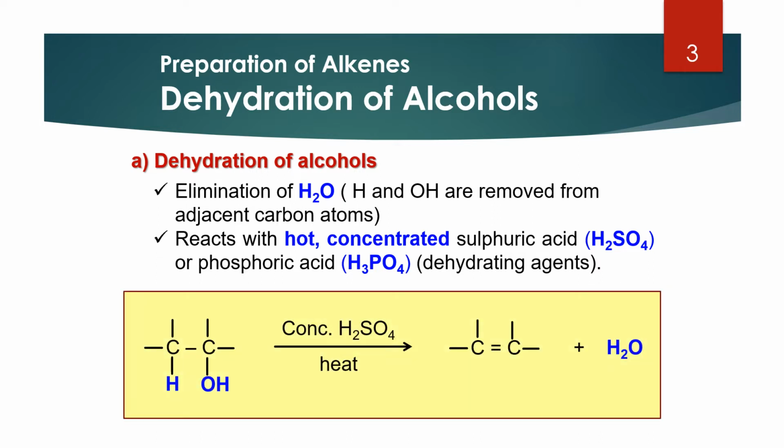For example, if we have an alcohol, the alcohol reacts with concentrated sulfuric acid and is heated. The hydrogen atom as well as the OH group from the adjacent carbon will be removed to form an alkene.